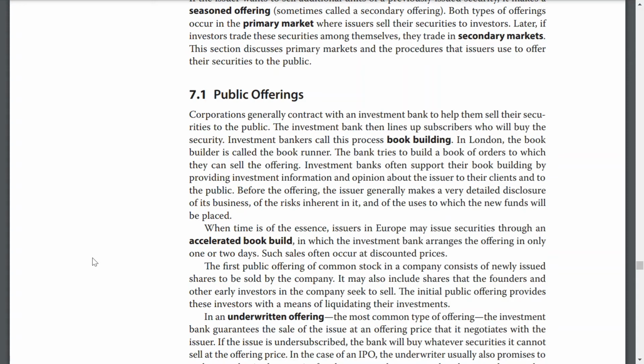Investment banks often support their book building by providing investment information and opinions about the issuer to the client and to the public. Before the offering, the issuer generally makes a very detailed disclosure of the business and the risks inherent to it, and the uses to which the new funds will be put.